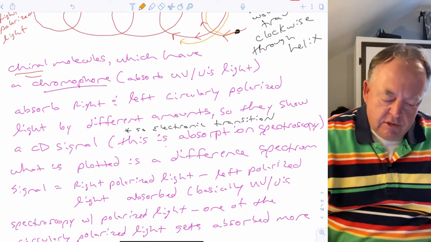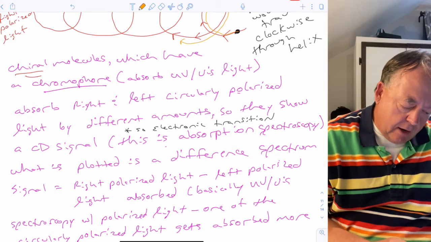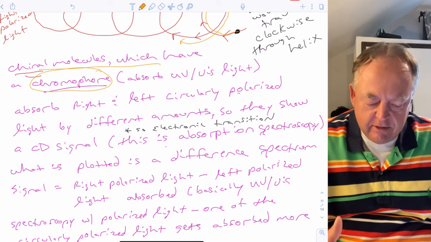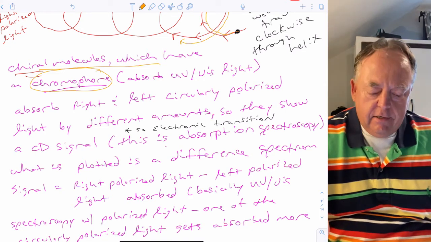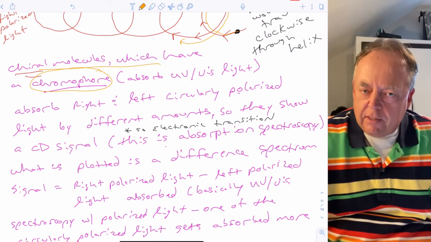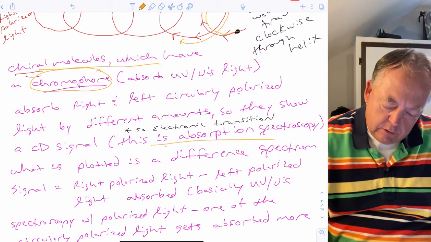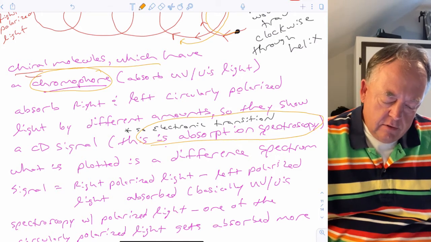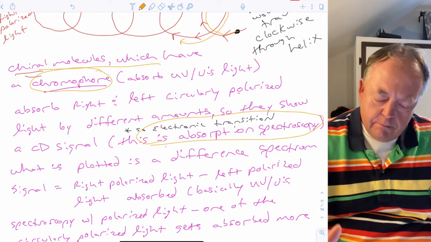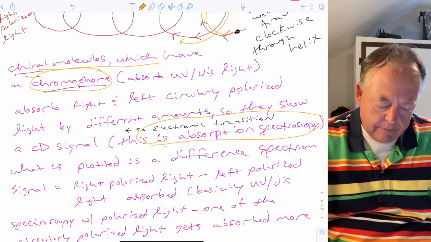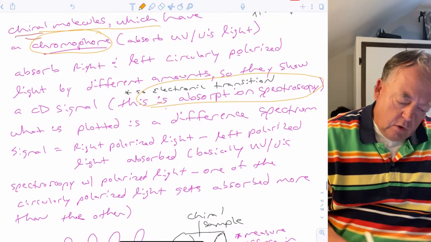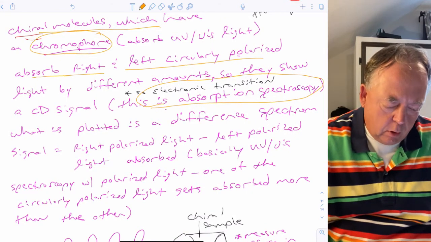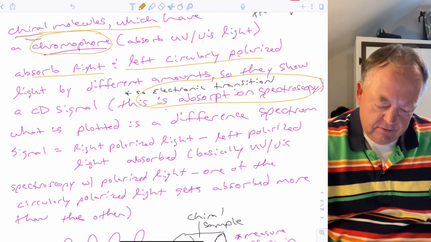Okay, so now you can use this to do CD spectroscopy. Chiral molecules which have a chromophore, if you remember what a chromophore means, have something in the molecule that will absorb UV light. So this is basically just absorption spectroscopy, and so we're talking about electronic transitions. Electrons are just going to be promoted from pi to pi star, for example. The significance is that chiral molecules absorb right and left circularly polarized light by different amounts.